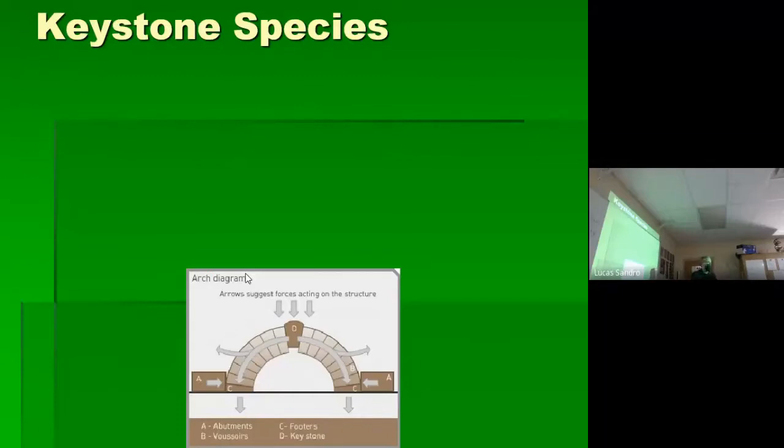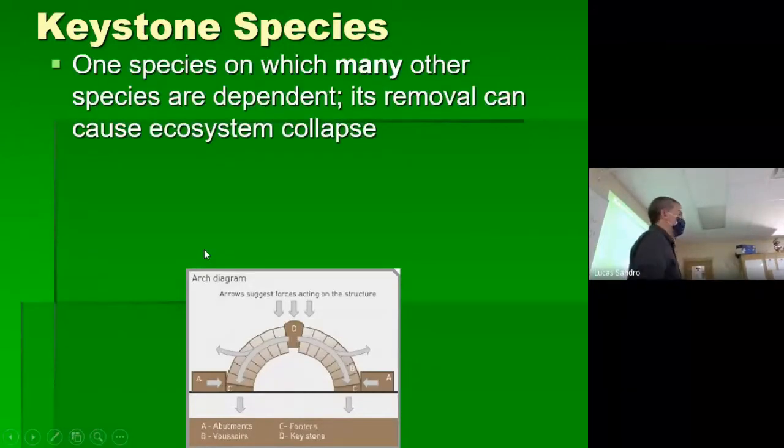And so why do we use that term for something like a mosquito? Or a salmon? Or a sea turtle? Braxton. Yeah, it's a direct analogy that if you take the keystone out of the arch, it'll collapse. And so keystone species is what we call a species that so many other critters depend on that if you take out, the ecosystem collapses.